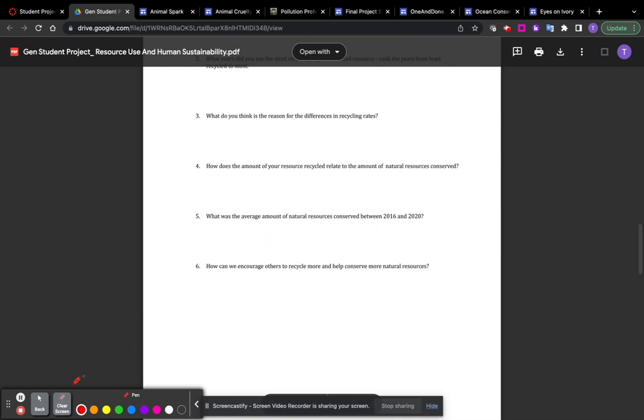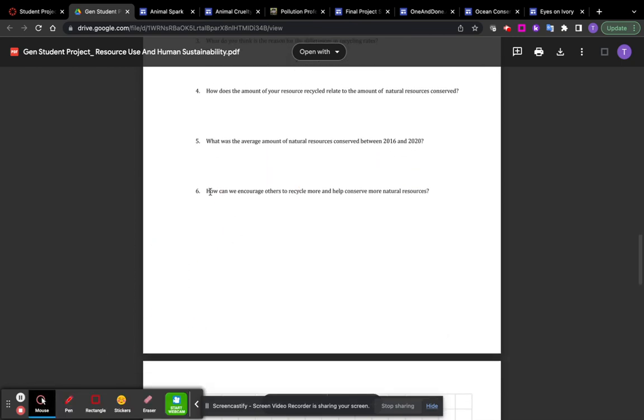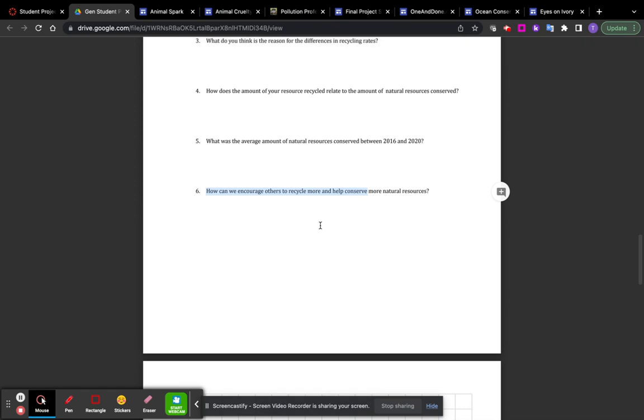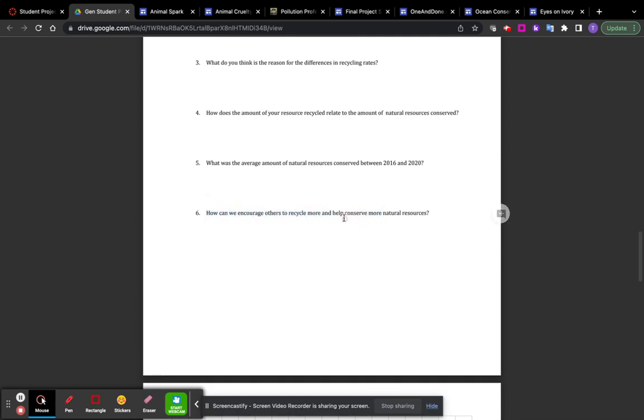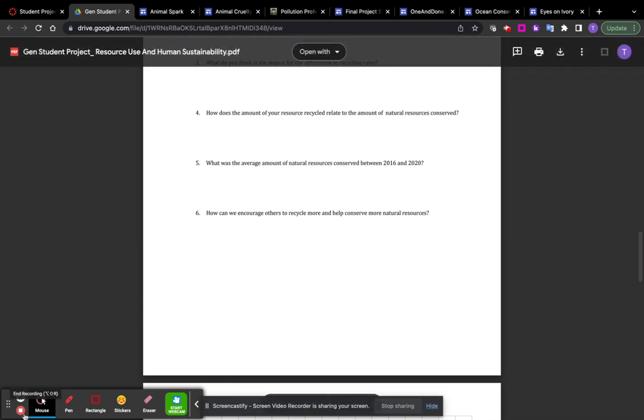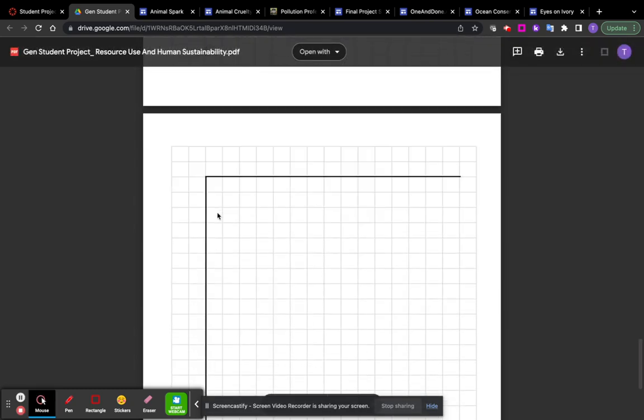And number 6, be honest. What do you think really will help people recycle more? Not like in a perfect world, like, oh, just tell them it's good for the environment. What do you think would actually work? If you were like a legislator, if you were a mayor or a governor, what would actually work? Remember that I provided paper for the graphs.